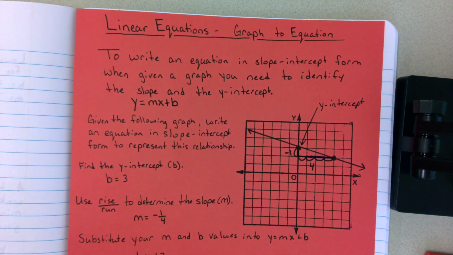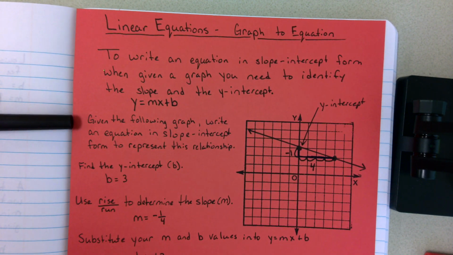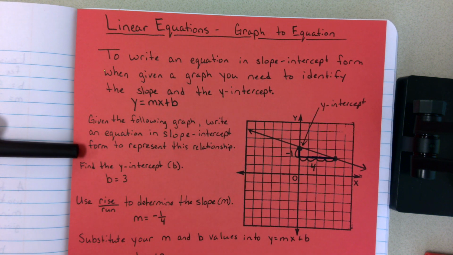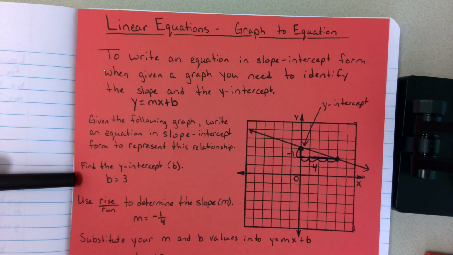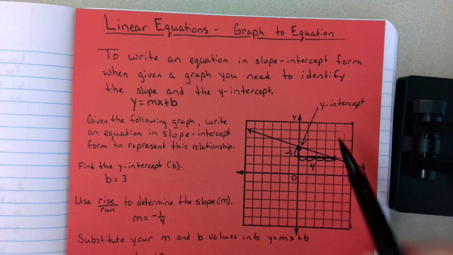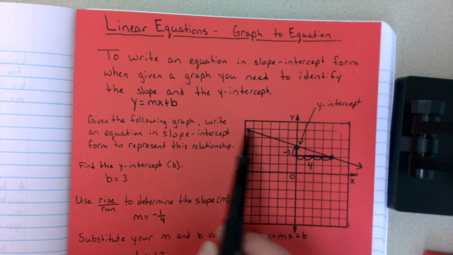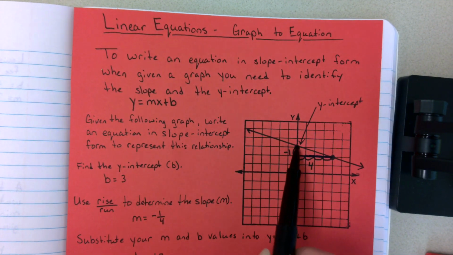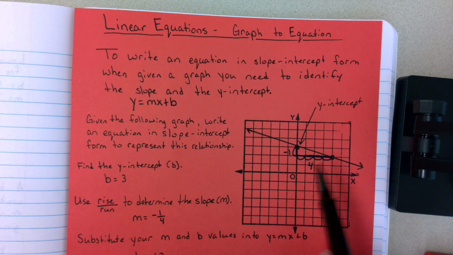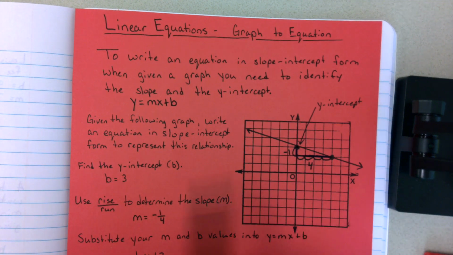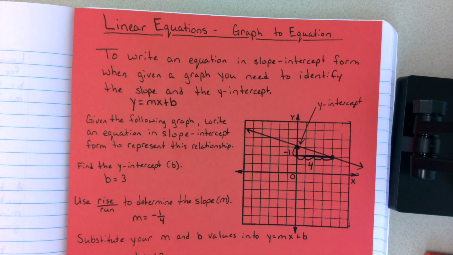So here's an example. Given the following graph, write an equation in slope-intercept form to represent this relationship. So first we're going to find our y-intercept, or our b value. And that is where our graph, so this line here, intersects or crosses the y-axis. So that's this point right here, y-intercept. And that value right there is from our origin, 1, 2, 3. It's 3, so I wrote b as 3.